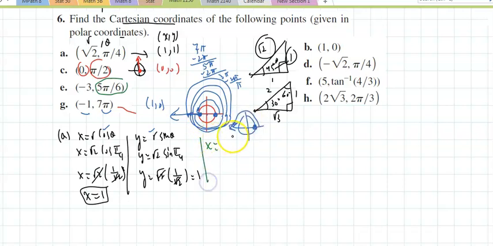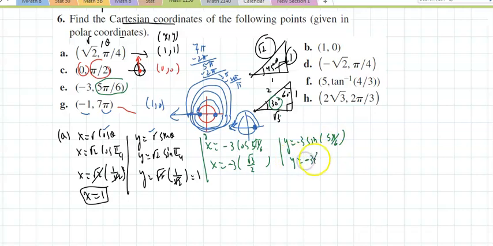this is for part G, x equal r, which is negative 3 the cosine of 5 pi over 6. 5 pi over 6 has a reference angle of 30 degrees. There's 30 degrees. And cosine is the adjacent over the hypotenuse. And I'll get to the plus or minus in a minute. Y would equal negative 3 the sine of 5 pi over 6. And y would equal negative 3 times, and the sine is the opposite over the hypotenuse, 1/2.